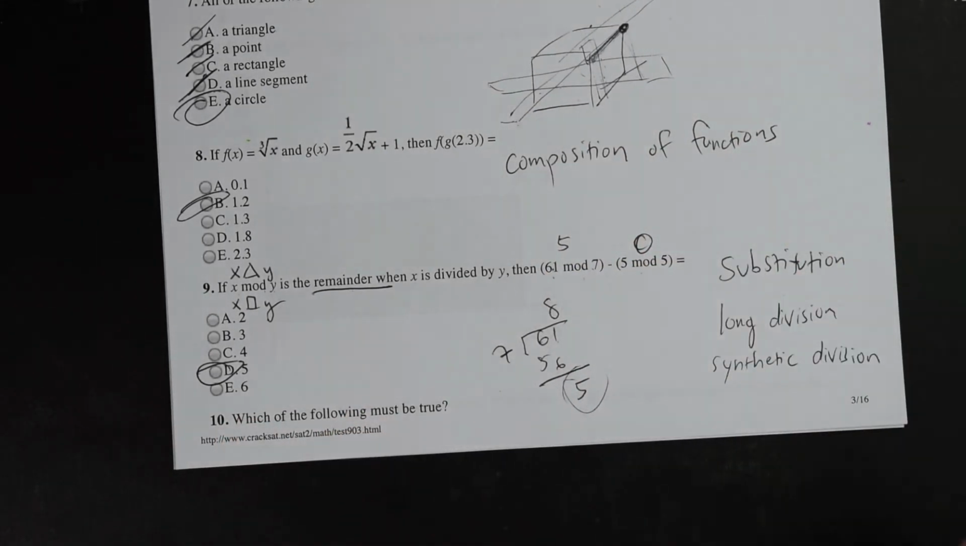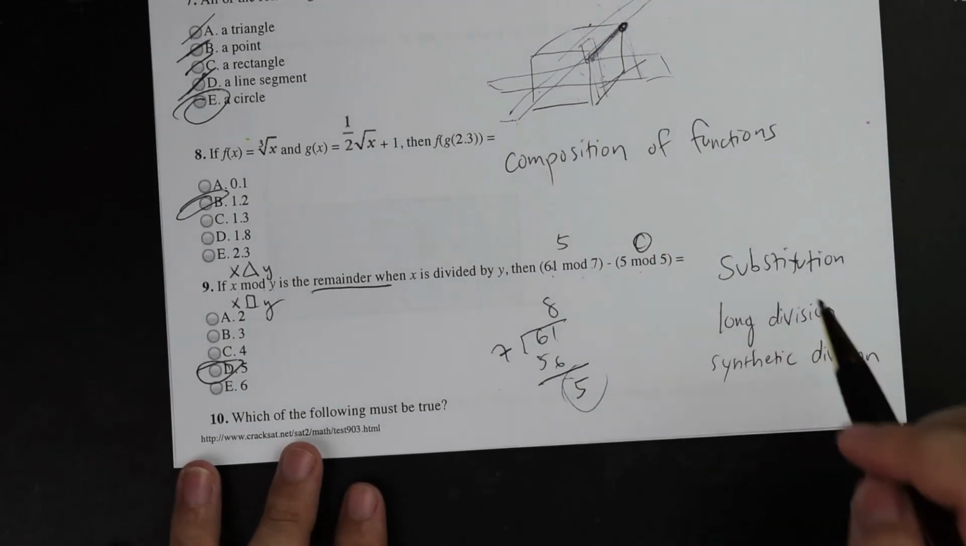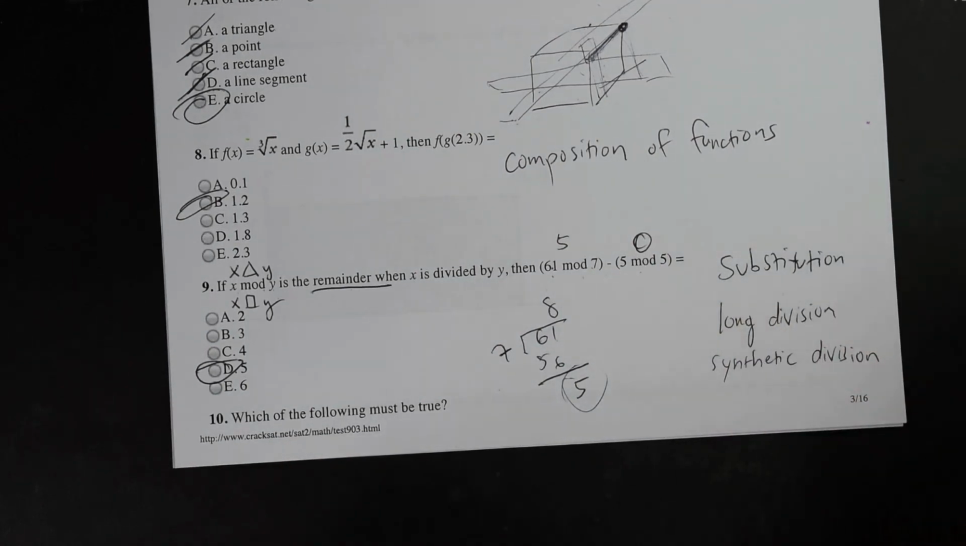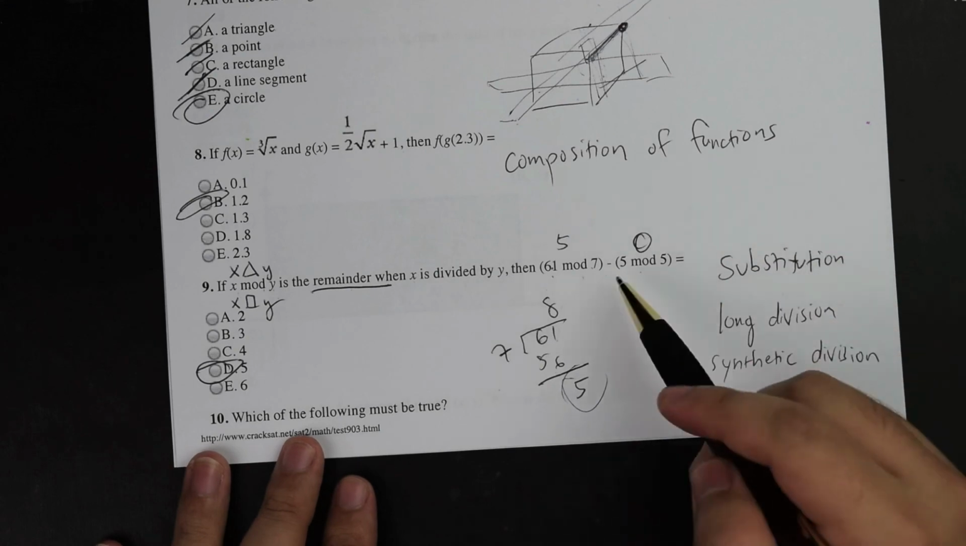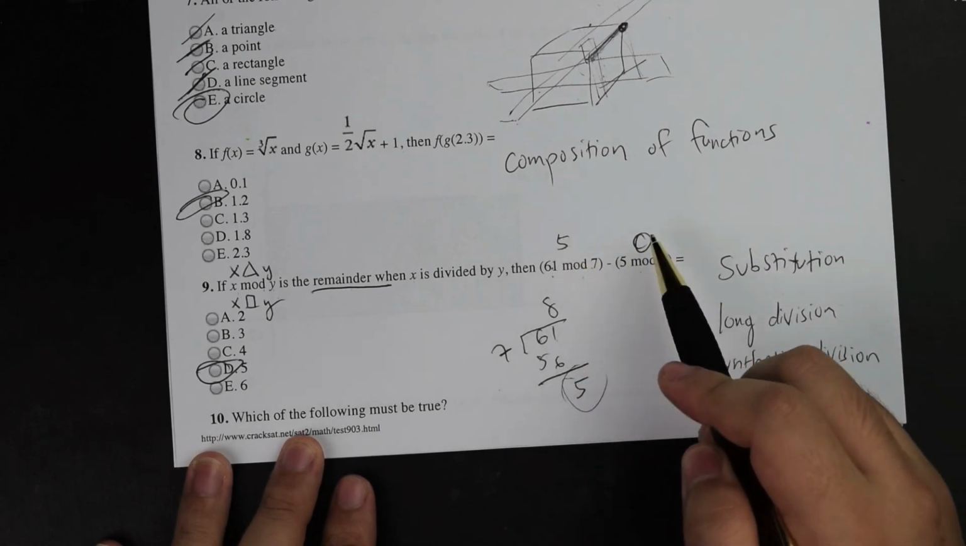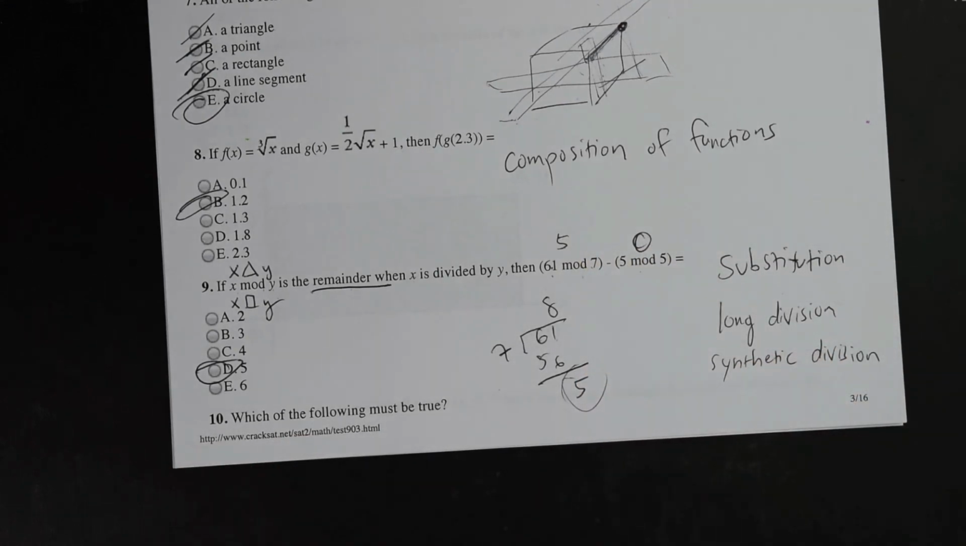But when I divide 5 by 5, the remainder will be 0. Yes, 5 divided by 5 is 1, but it will have a remainder of 0 since it's even to each other. So I did 5 minus 0, which equals 5, and thus how I was able to get to the answer of D.